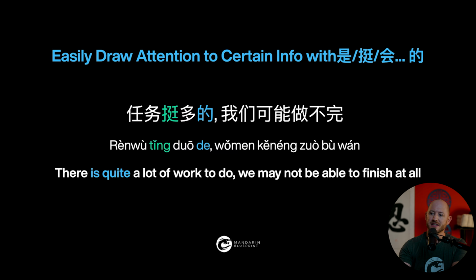And by the way, you see that 做不完 there at the end? That means unable to finish. So 做完 means to do and finish, so that's a resultative complement. 做 is do, 完 is finish, so if you 做完, it's finished. But if you 做不完, that means it's unable to be finished. And it's probably because the 任务挺多的, the tasks are quite a lot.